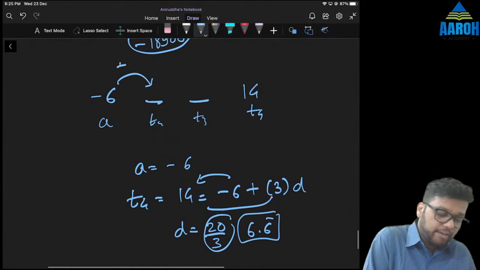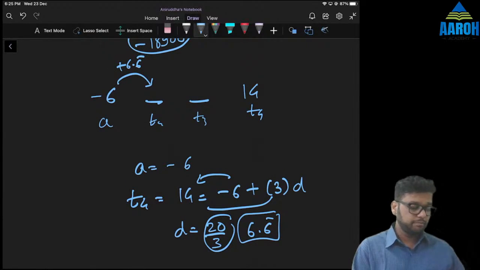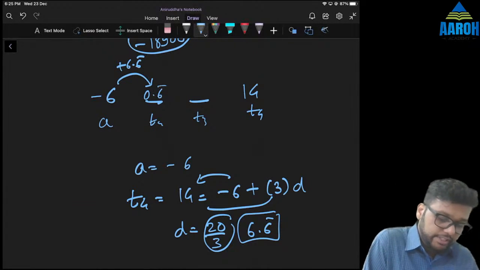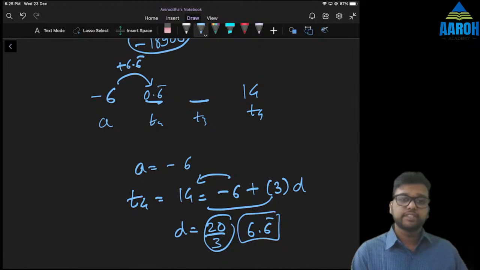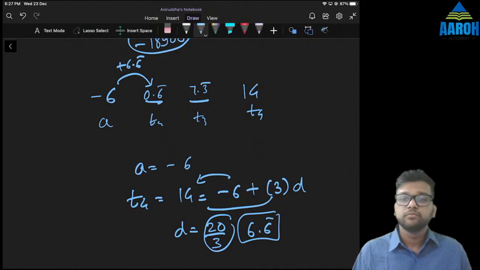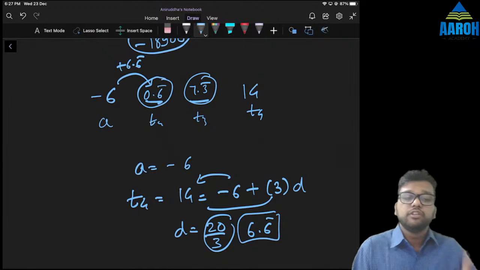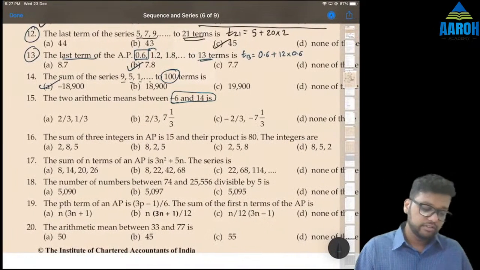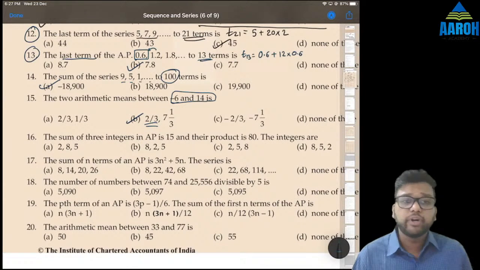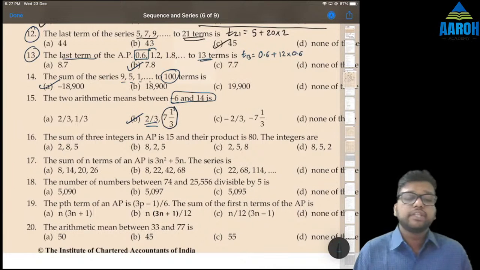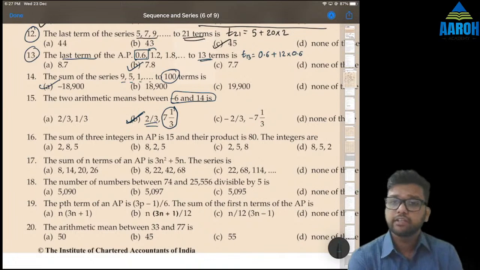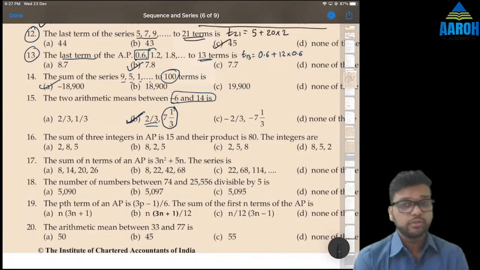So take this and add 6.6 recurring. Minus 6 plus 6.66666 is going to be 0.6 recurring. And then again add 6.6666, that is going to give us 7.3 recurring. So these two are the arithmetic means, 0.6 recurring and 7.3 recurring. Check, option B is the correct answer. On the calculator, 2 by 3 is 0.6 recurring and 7 plus 1/3 is 7.333. So B is the correct answer. 15th, B correct. 14th, A, that is also correct. Okay, fine, good.